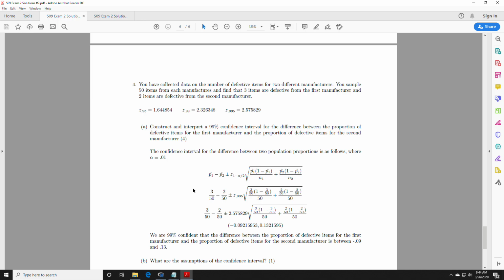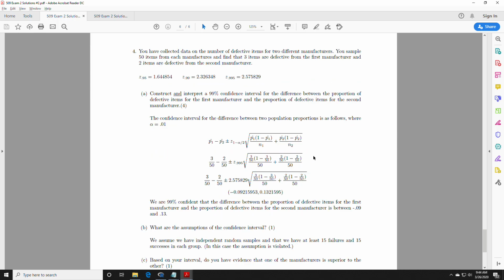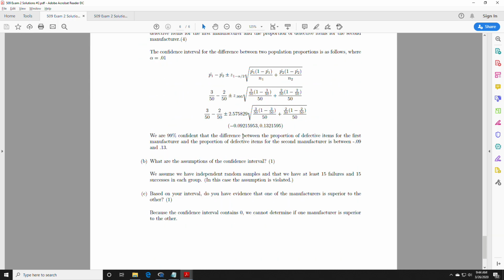Collected data on the number of defectives. Okay, difference between two proportions. Also don't have to know. Okay, I'm going to skip that.